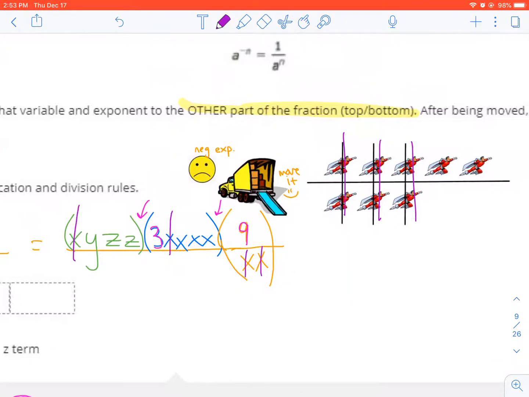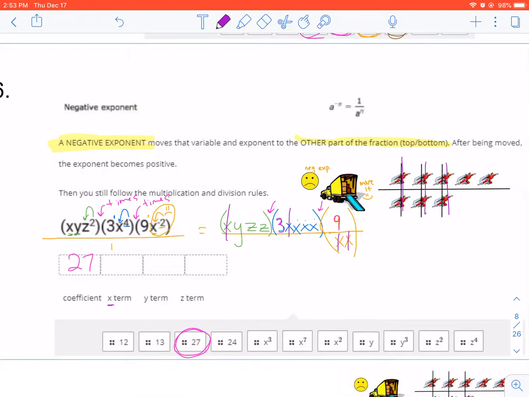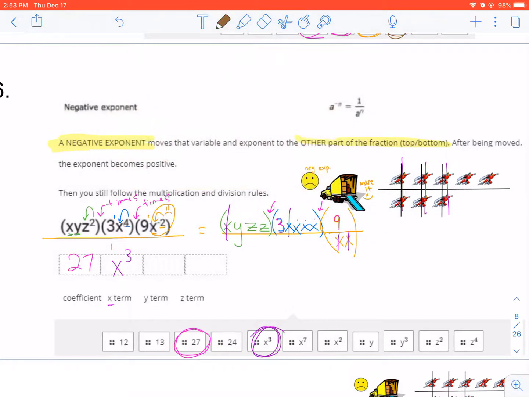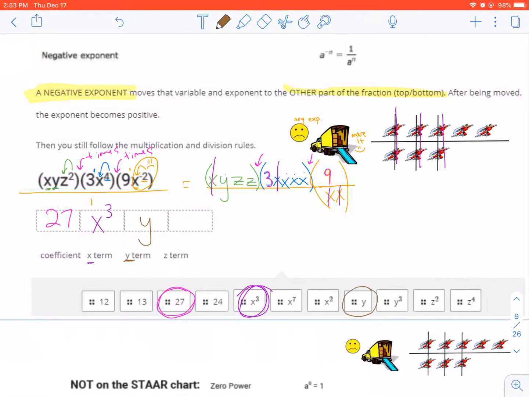And so what do we have left? We have 1, 2, 3. So we have x to the third power. And we can find that down here and pop it in. Next, we're going to have the y's. So y's come next. So then we're just going to go and count our y's, and we have 1 y, so we just have a y. And again, y has that invisible power of 1 that we don't have to write.